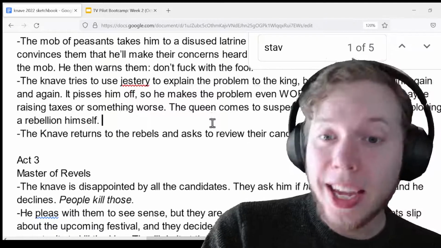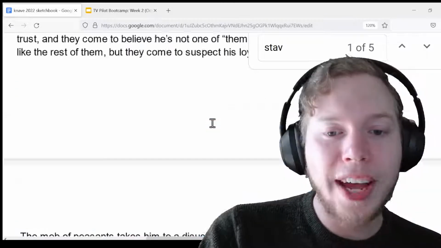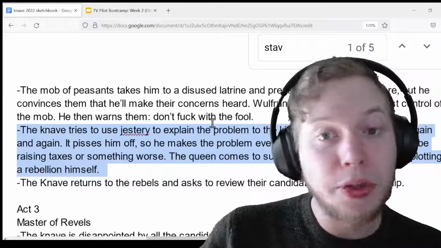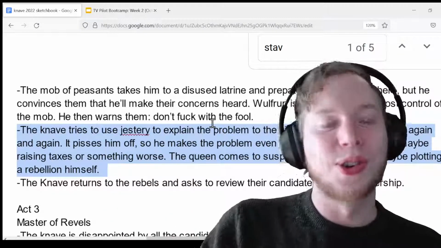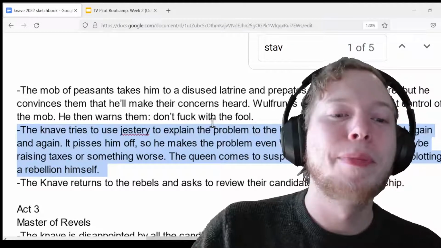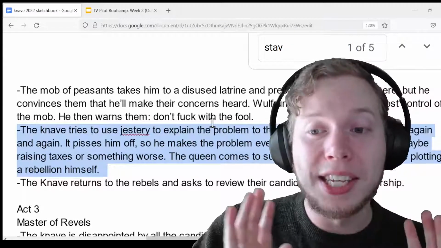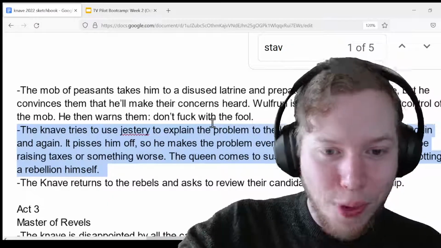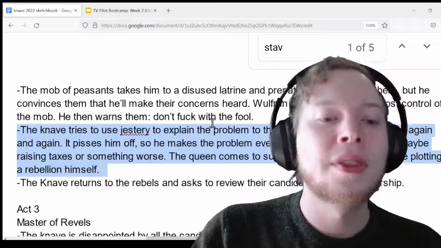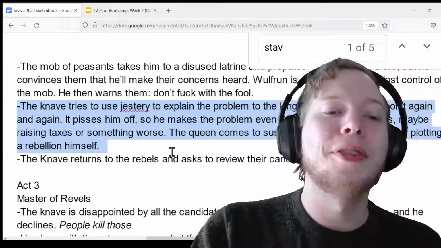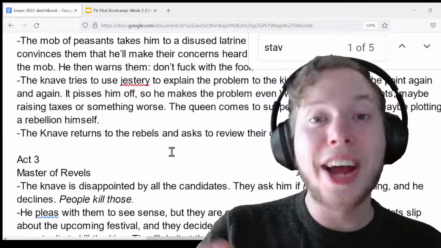So he goes to the king and tries to, in our scene 4 of Act 2, he tries to explain to the king what their concerns are. The king doesn't listen, so he tries to put it in terms of a puppet show, which is the only thing the king really pays attention to. But it just pisses the king off, so he makes things even worse. He raises taxes even more, basically. The queen comes to suspect that the knave is plotting the rebellion himself. We end Act 2 with another cliffhanger. The knave goes back to the rebels and basically says, all right, who have you got?